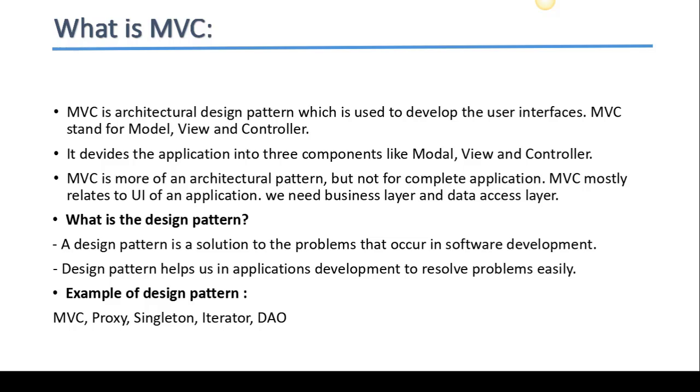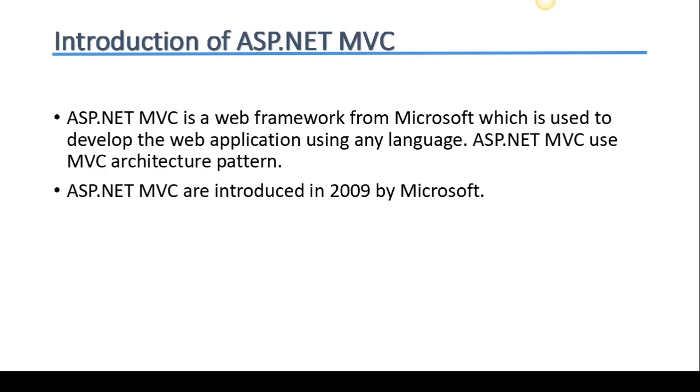So we will now understand what is ASP.NET MVC. ASP.NET MVC is a web framework from Microsoft which is used to develop web applications using any language. We can use the C# language, the VB.NET language, or the F# language. As per the requirement, we can select any language and work with the ASP.NET MVC web framework. ASP.NET MVC uses the MVC architectural pattern. We need to understand that MVC and ASP.NET MVC are different things. ASP.NET MVC was introduced in 2009 by Microsoft.